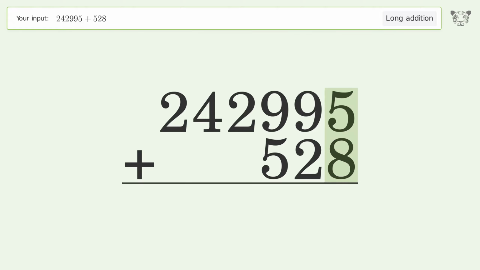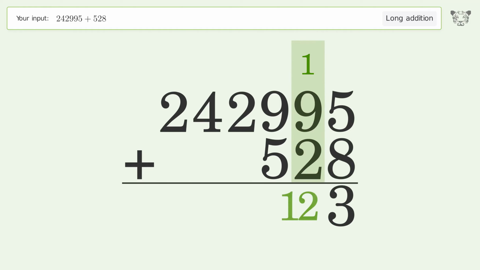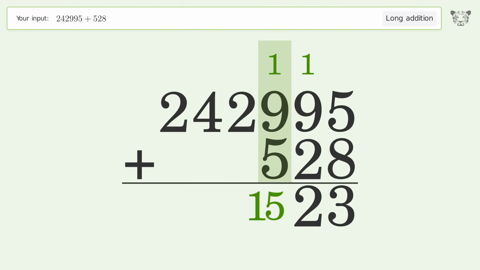5 plus 8 equals 13. Carry 1 to the tens place. 1 plus 9 plus 2 equals 12. Carry 1 to the hundreds place. 1 plus 9 plus 5 equals 15. Carry 1 to the thousands place.